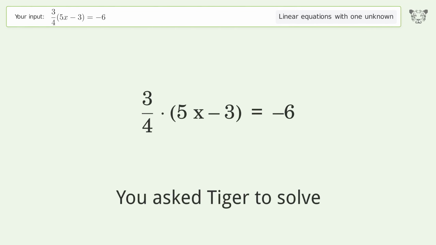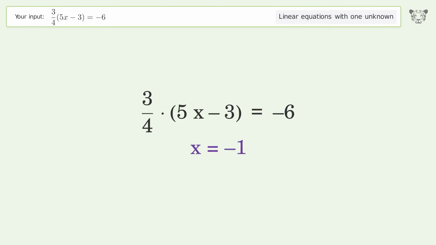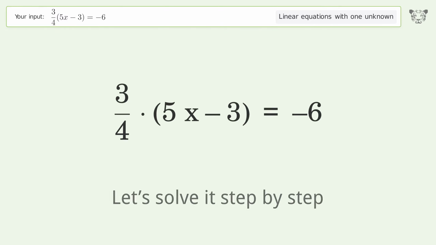You ask Tiger to solve this. This deals with linear equations with one unknown. The final result is x equals -1. Let's solve it step by step.